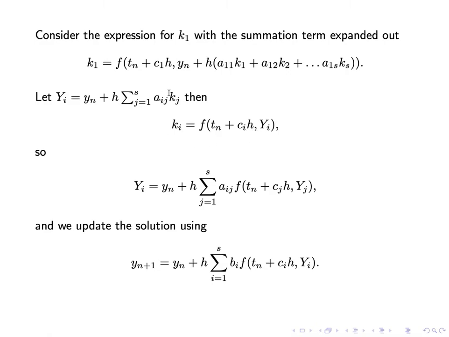If that's the case, what we can do is replace this Kj in our expression for Yi with f of tn plus cj h, Yj, because notice we're using j as the summation counter since i has already been used up there. So we solve for each of our stage values, big Yi, and then we update the solution using this. Okay, so that's some form of simplification of the implicit equations.